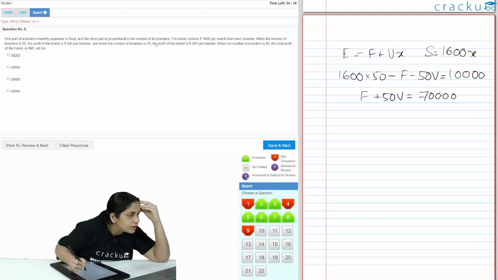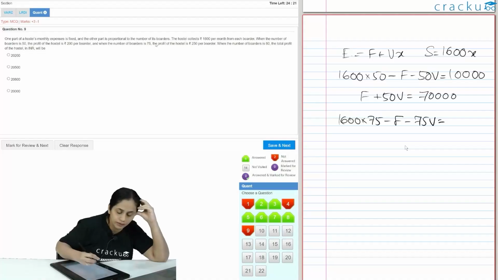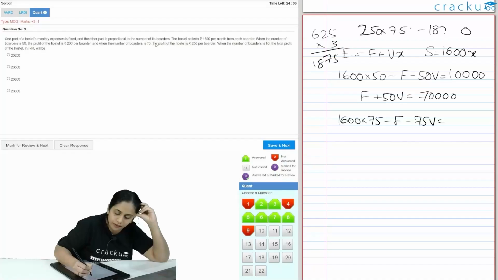And the second part is when the number of boarders is 75, the profit is 250 per boarder. So this means 1600 into 75 minus F minus 75V is equal to 250 per boarder, 250 into 75. 625 into 3, 1875, 1850. So it is equal to how much?